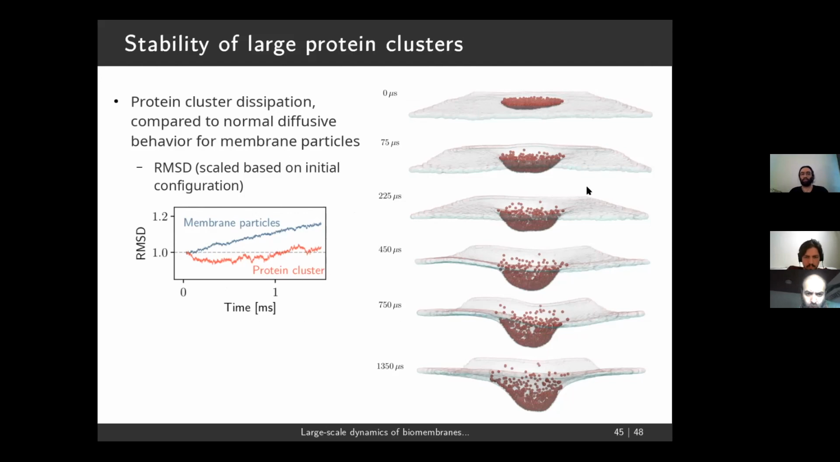So the reason for that, on top of the interactions that already exist between these proteins, is that when this highly curved region forms, this also has a stabilizing effect. So if the proteins want to escape this pit, they need to go through a region of opposing curvature, and this is unfavorable, of course. So they tend to remain in the proximity of the pit.